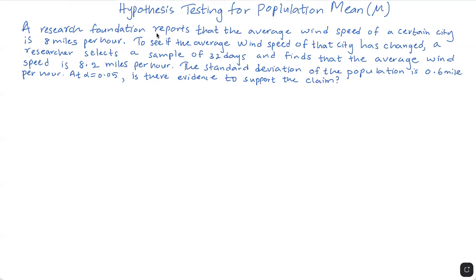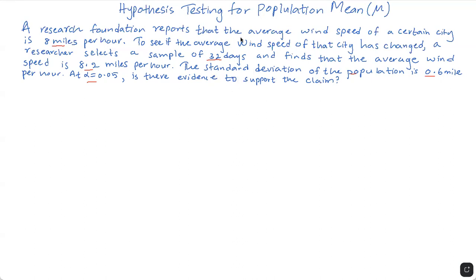A research foundation reports that the average wind speed of a certain city is 8 miles per hour. To see if the average wind speed of that city has changed, a researcher selects a sample of 32 days and finds that the average wind speed is 8.2 miles per hour. The standard deviation of the population is 0.6 miles per hour. At alpha equals 0.05, is there evidence to support the claim?